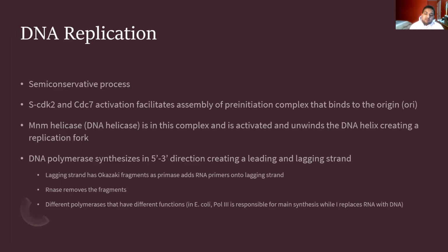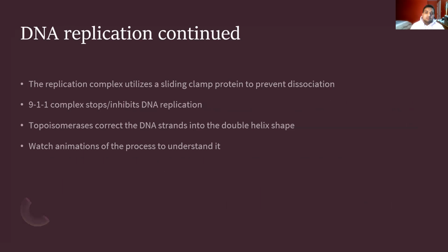So different polymerases have different functions. There's actually multiple polymerases. In E. coli, it is polymerase 3 that is responsible for the main synthesis, while polymerase 1 is what is replacing RNA with DNA. So it's not just one super protein doing all this work. There are different types of polymerase that are classed together as polymerases because they do similar functions and work on the same job. This is kind of how there's multiple kinases. There's multiple polymerases as well.